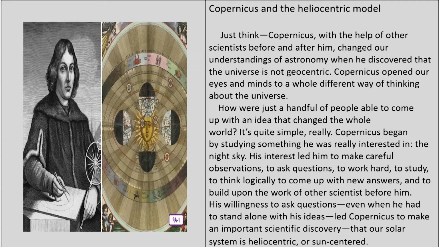How were just a handful of people able to come up with an idea that changed the whole world? It's quite simple, really. Copernicus began by studying something he was really interested in, the night sky. His interest led him to make careful observations, to ask questions, to work hard, to study, to think logically, to come up with new answers, and to build upon the work of other scientists before him. His willingness to ask questions, even when he had to stand alone with his ideas, led Copernicus to make an important scientific discovery, that our solar system is heliocentric or sun-centered.